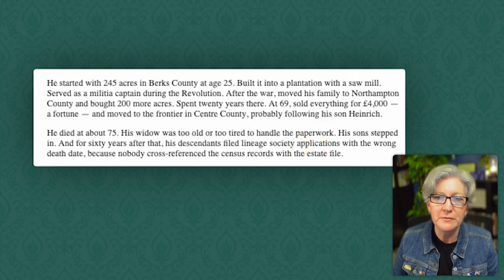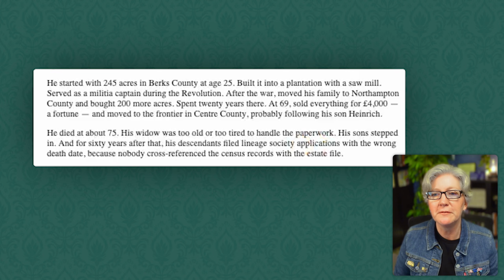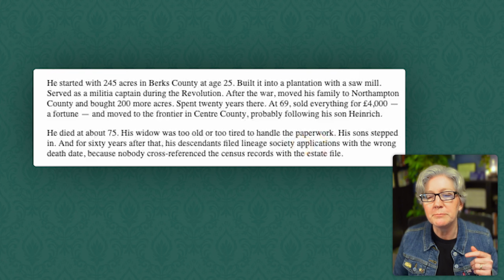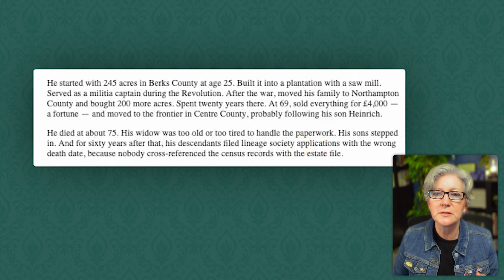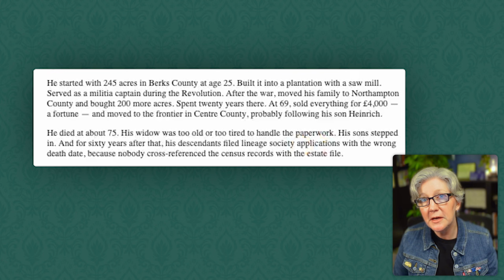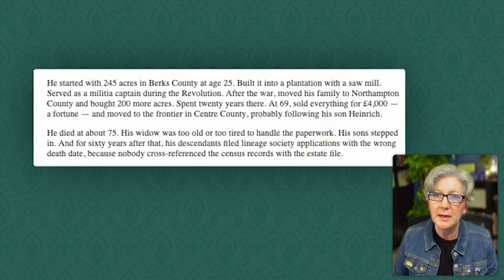So here's everything I know about Stephen Crumrine, thanks to Claude's help, which will help me write his story. He started with 245 acres in Berks County at age 25. He then upgraded to a piece of land with a sawmill and moved his family to Northampton County next door and bought 200 more acres. He spent 20 years there and then at age 69 sold that for £4,000, a small fortune at that time, and moved to Center County, probably following his sons there.